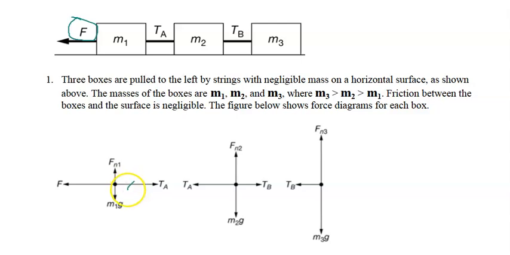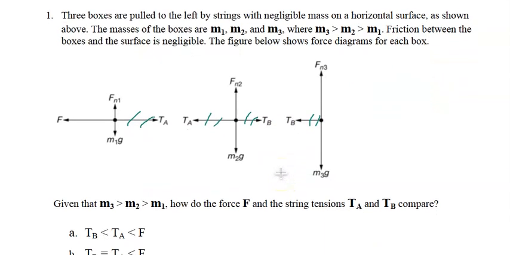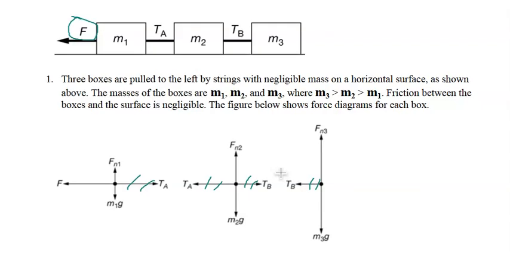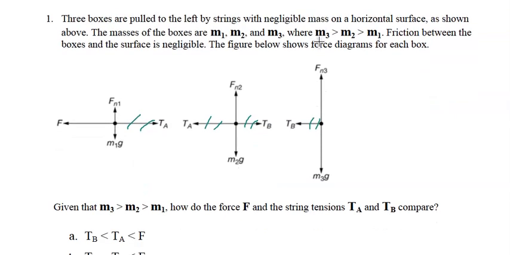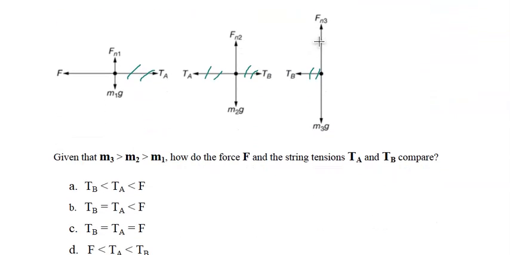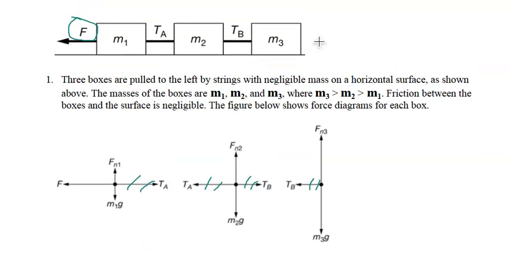And what I want you to note is by Newton's third law, the internal tension between 1 and 2 is the same, and then the internal tension between 2 and 3 is the same. And then they say, given that each mass going from left to right is a little bit bigger, how does the force and the string tensions compare?